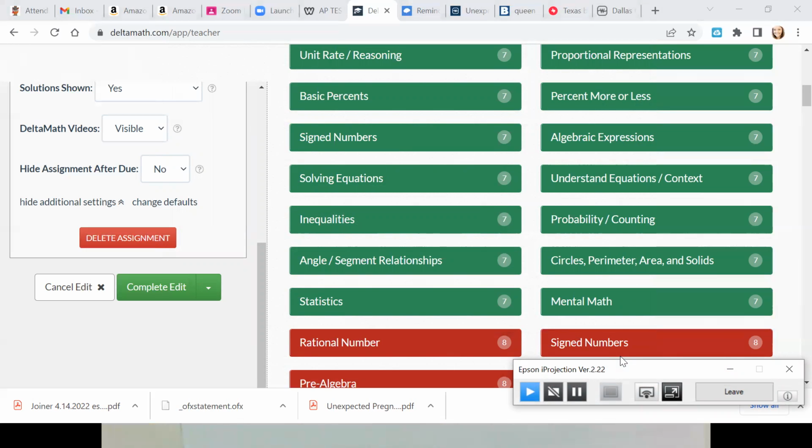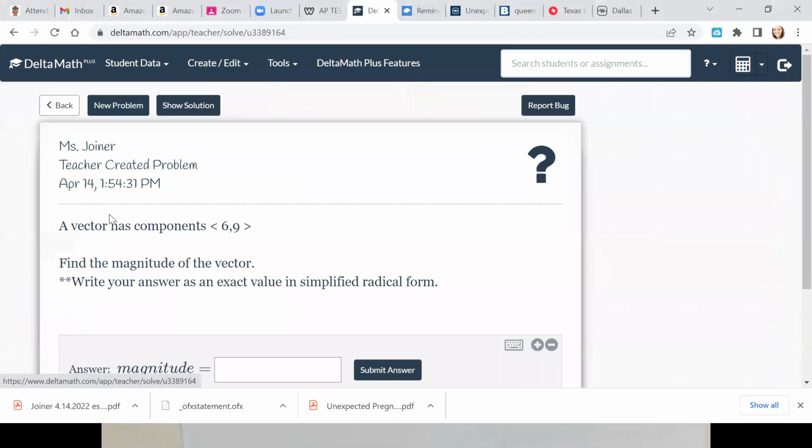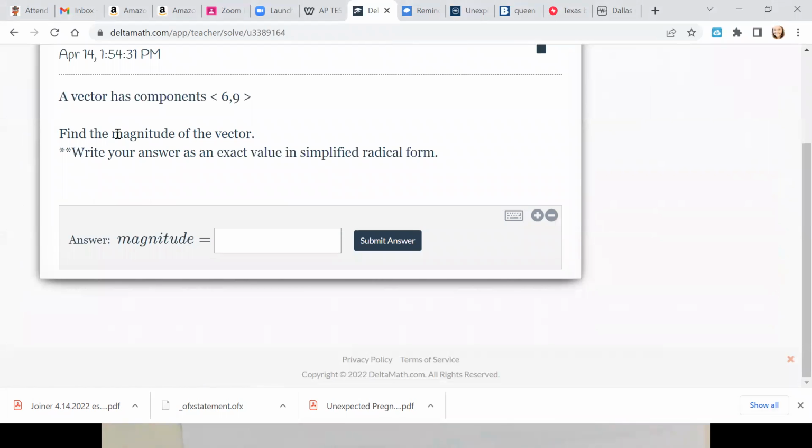Okay. So the first question, look at it. Let's review how to find magnitude, because this lesson today goes with what we did last time. If you don't understand that, you're going to be confused today. Magnitude is how long the vector is. The formula for magnitude is a squared plus b squared, and then you take the square root.